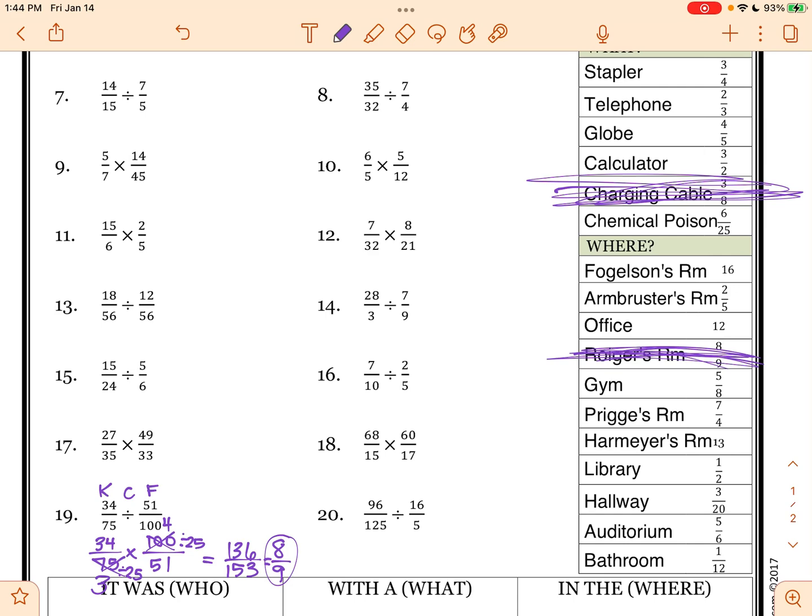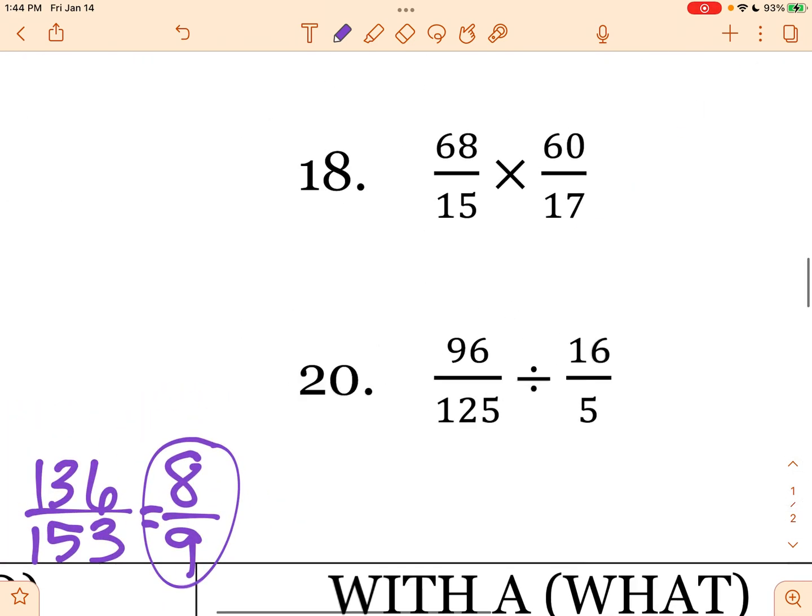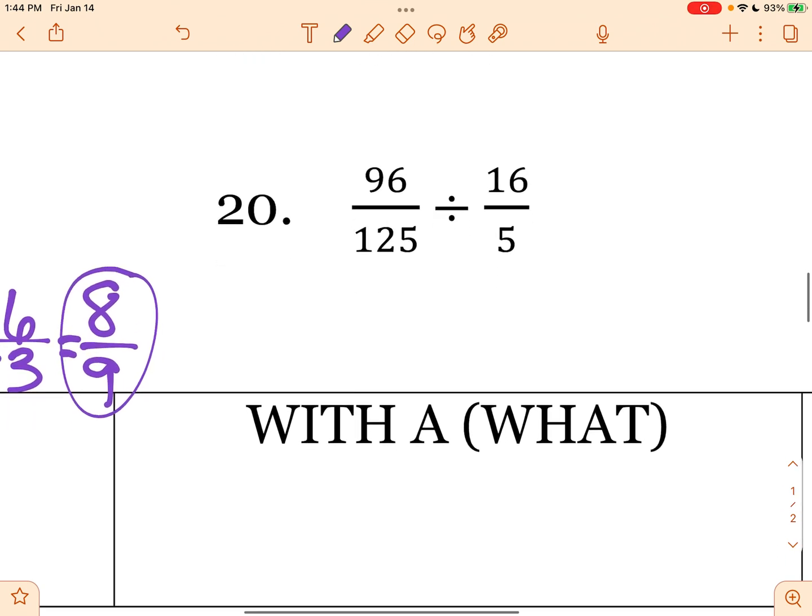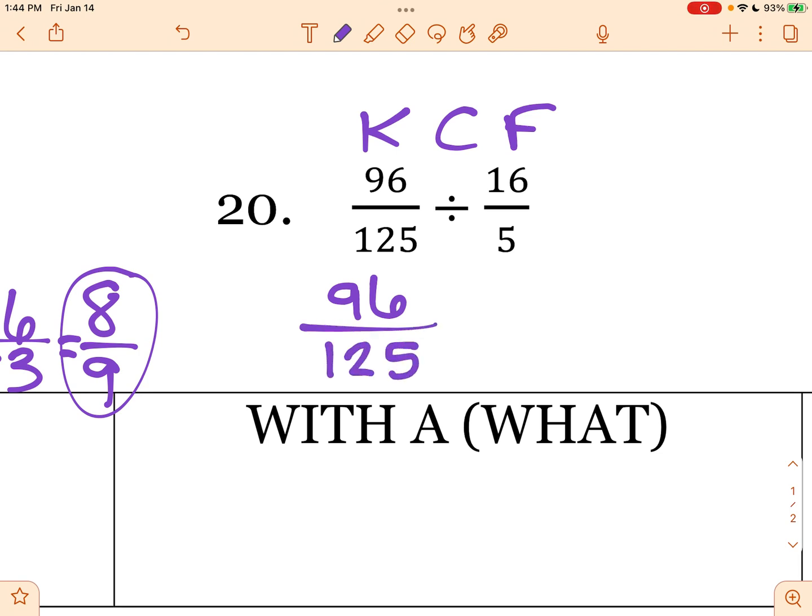Awesome. Let's do one more. I'd like you to go right to number 20. I'm picking these problems because they're the biggest and the numbers aren't very nice that you would know how to divide them. Alright, so I see we're dividing fractions. We need to do KCF. So we have 96 over 125. Change your division sign to a multiply, and then flip 16 over 5 to be 5 over 16.